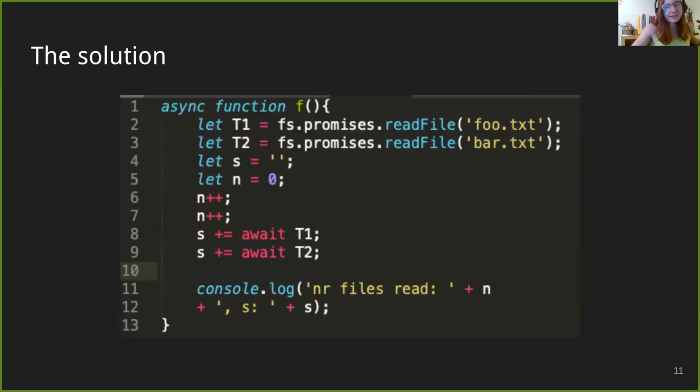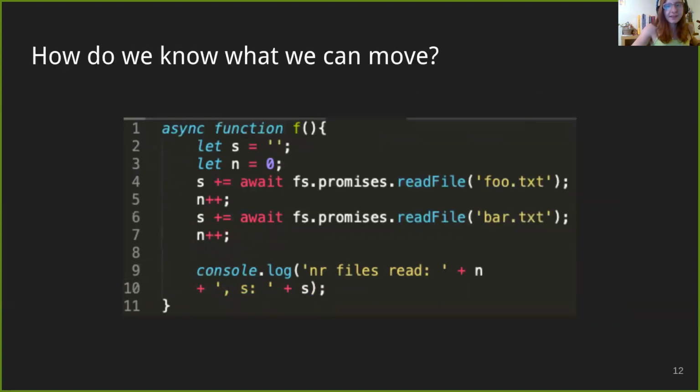Here's the same example that we just saw, but rewritten with our proposed solution. You'll see that the readFiles got moved to the top of the function, and then the awaits got moved lower down, so they're adjacent to each other. And this allows the asynchronous and parallel file IO that's being called in the background through the operating system to run in parallel.